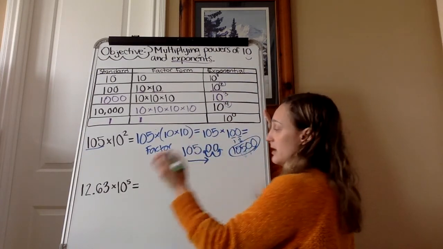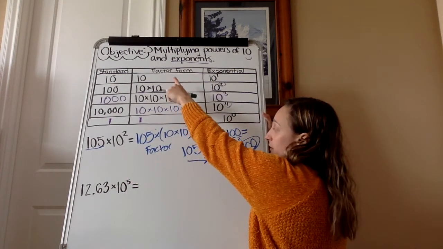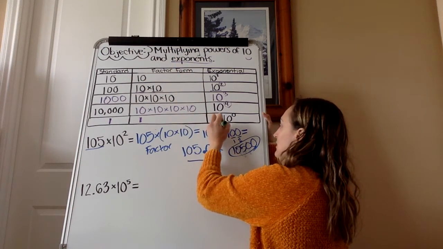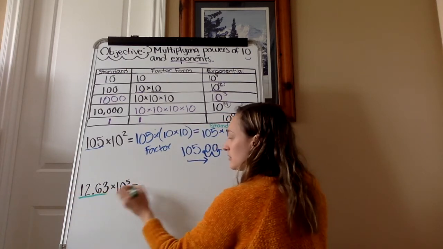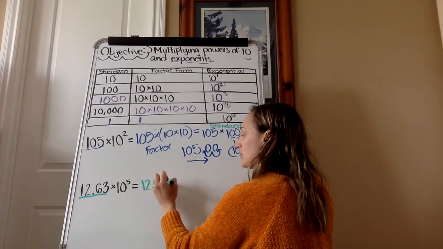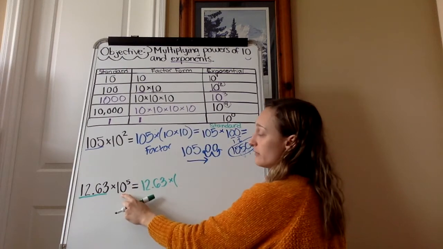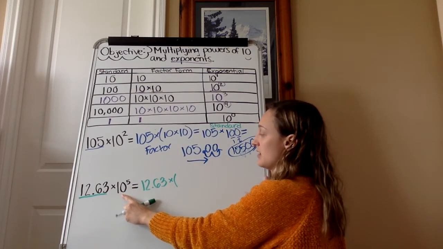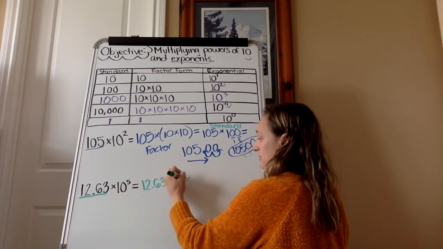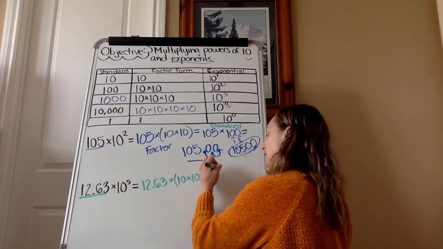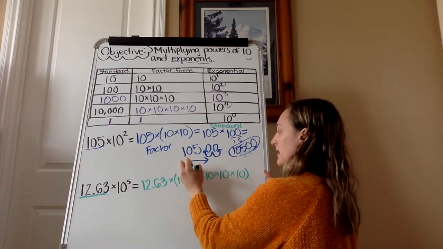All right, so we've got our 12. Again, we're starting with our exponential form. Then we're going to our factor form. This was standard. I want to make sure that's labeled, okay? So I'm taking my original number, 12.63, okay? Then I'm multiplying it by my factor form of 10 to the 5th power, okay? So this 5 is telling me I'm multiplying 10 together 5 times. 10 times 10 times 10 times 10, that's 4 times 10. Okay, so this, I did my factor form.